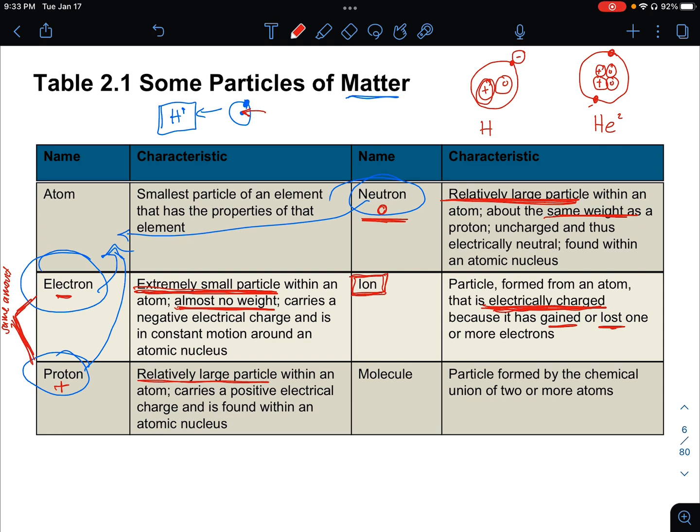And then we already know a molecule is one step above an atom. So an atom is going to be the smallest, while a molecule is two or more atoms, like our water molecule. We have two hydrogens and one oxygen, making three atoms, making it a molecule.